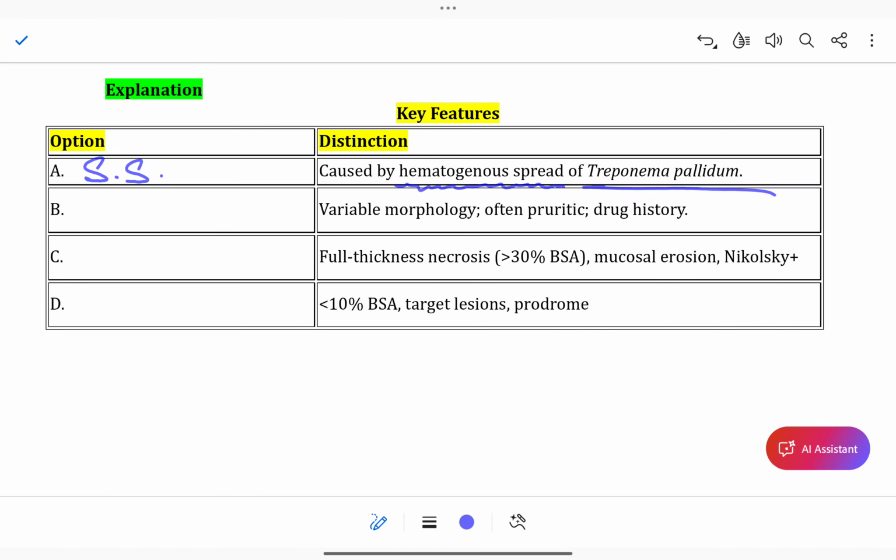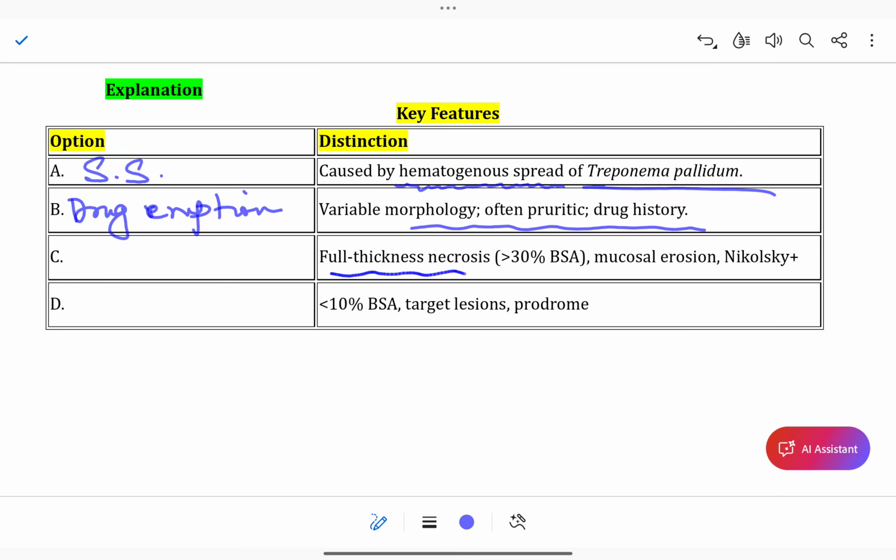Variable morphology, often pruritic, and drug history in this patient. What is this? Drug eruption. This is option B, drug eruption. This is not our answer. I am telling you why drug eruption is not the answer to this question.